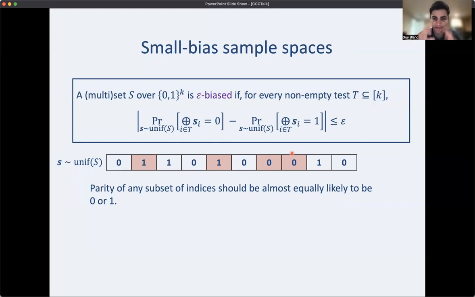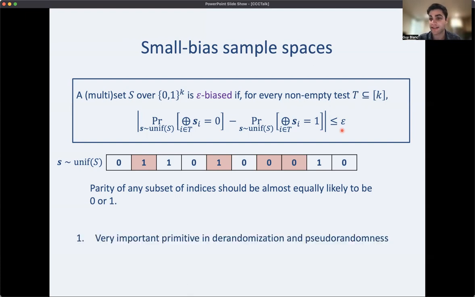a random element of it, a random vector, and you look at any fixed test, the probability of the parity of that test outputting 1 and 0 is essentially the same. And epsilon measures how close we are to this ideal scenario. So this is a pseudorandomness object because if each element of S were truly random, then we would have epsilon be 0. But we want the size of the set S to be small, which is a very important tool in de-randomization. So these epsilon bias sets appear all over, and they can be used to construct other primitives as well.